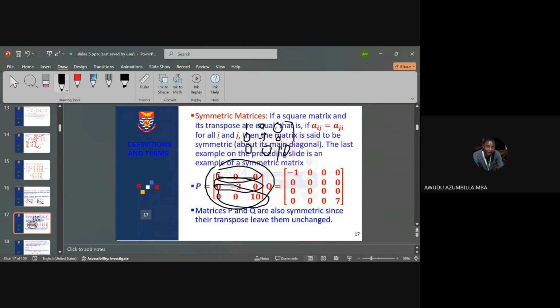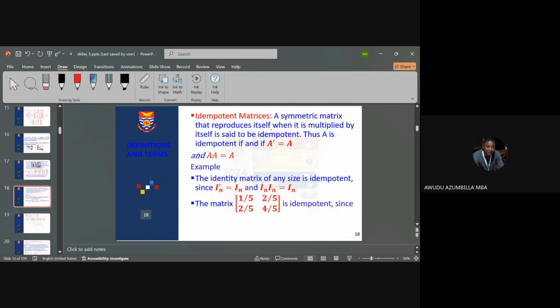Compare this one with the original matrix. They're all the same. So this is what we call a symmetric matrix. So we have 1, -3, 10, and the rest are 0. So it is called a symmetric matrix. If you transpose the original matrix and it's equal to the original matrix, it's called a symmetric matrix.